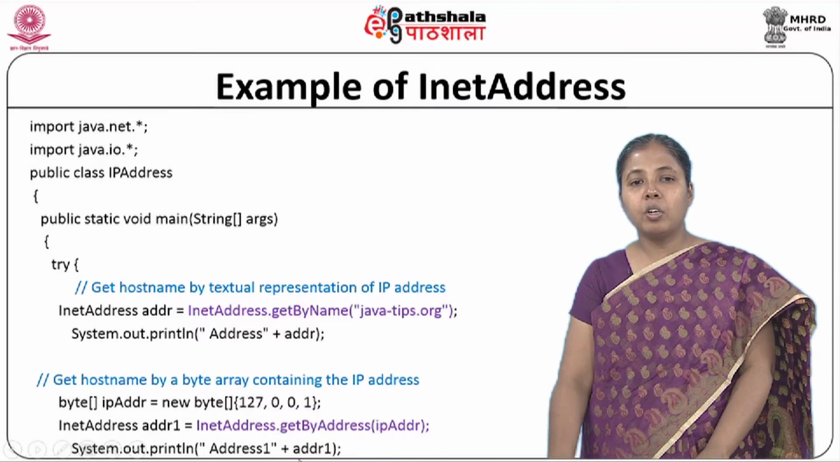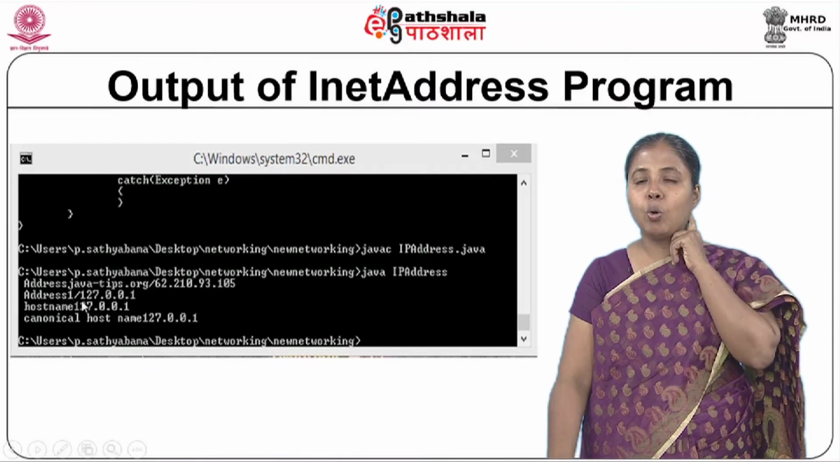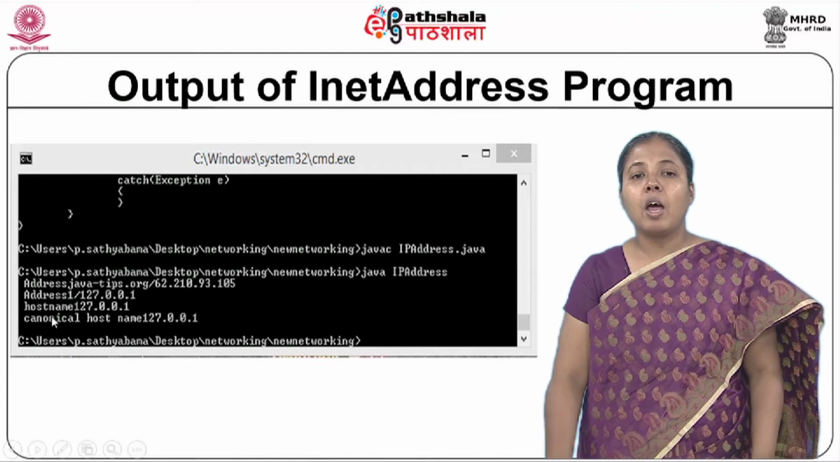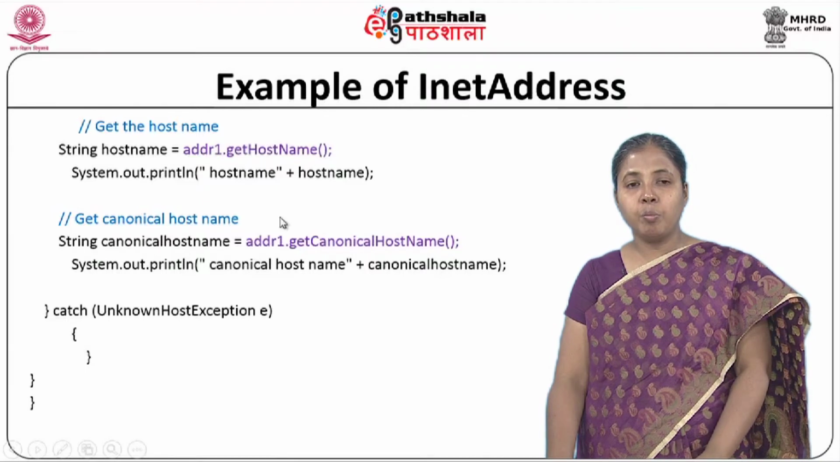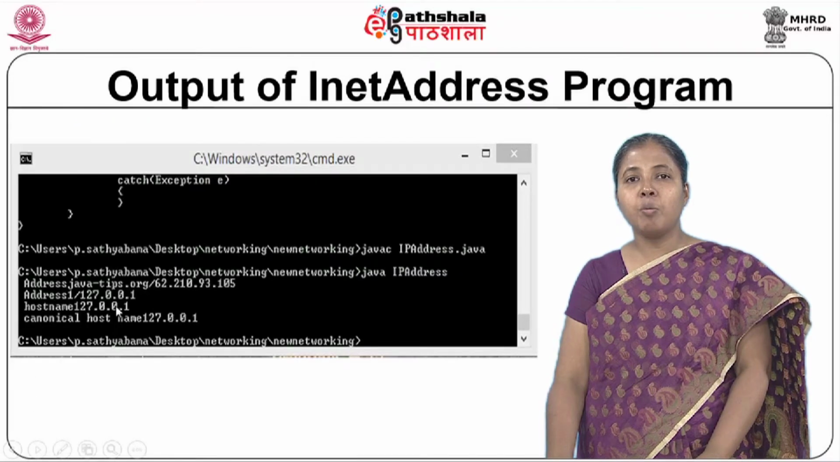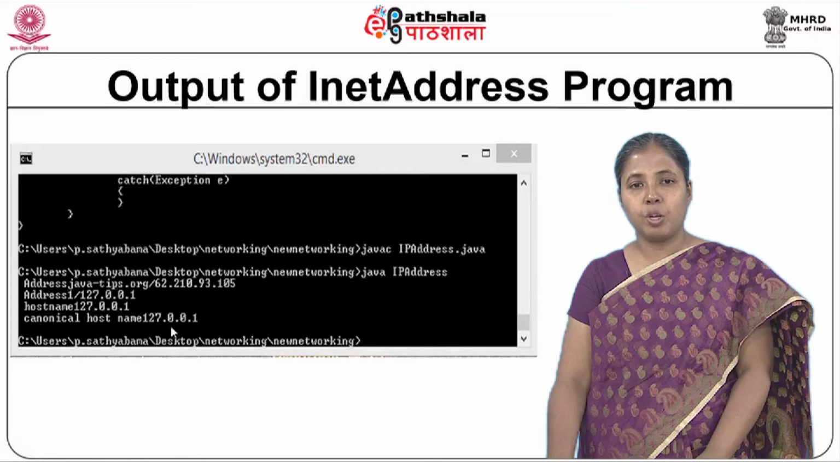We try to print this InetAddress object addr1, which prints the local host IP address, and the next one we use the method called getHostName. It prints the host name of the local host, and getCanonicalHostName prints the same local host because we have not given any specific host name.